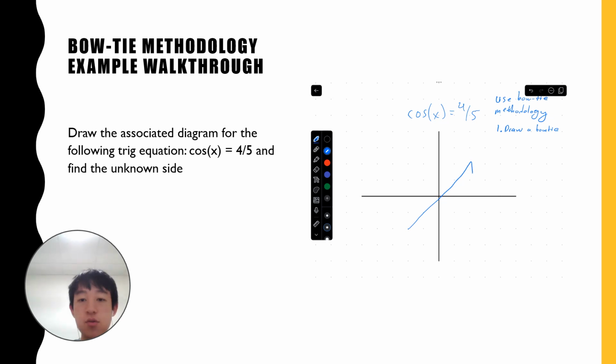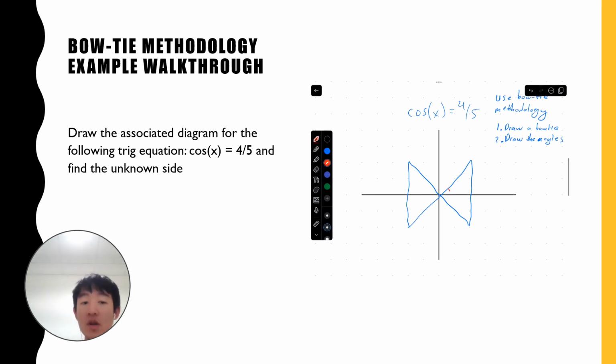Our next step is to draw the 4 corresponding angles. As we can see marked in red, these 4 angles will be indicative of where the origin is. So as you can see, they're all adjacent to that 0, 0 point. And what's important to note is that step 1 and 2 will always be the same, no matter what type of trig problem you're doing.